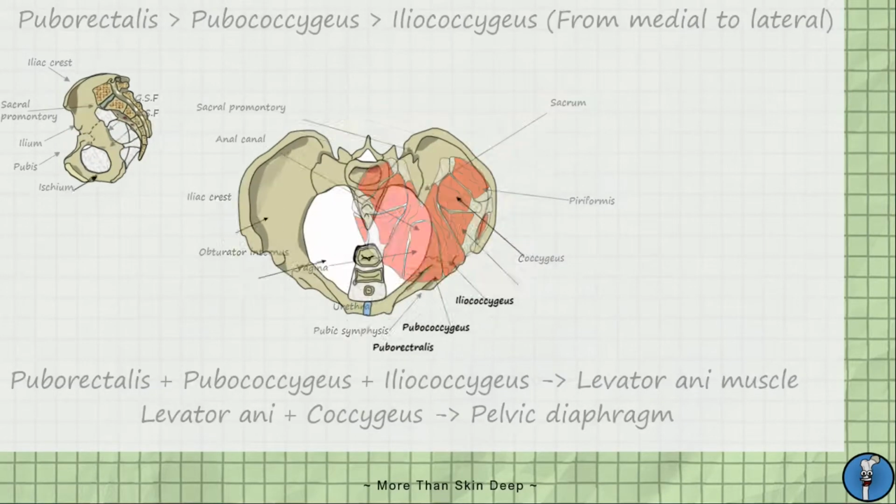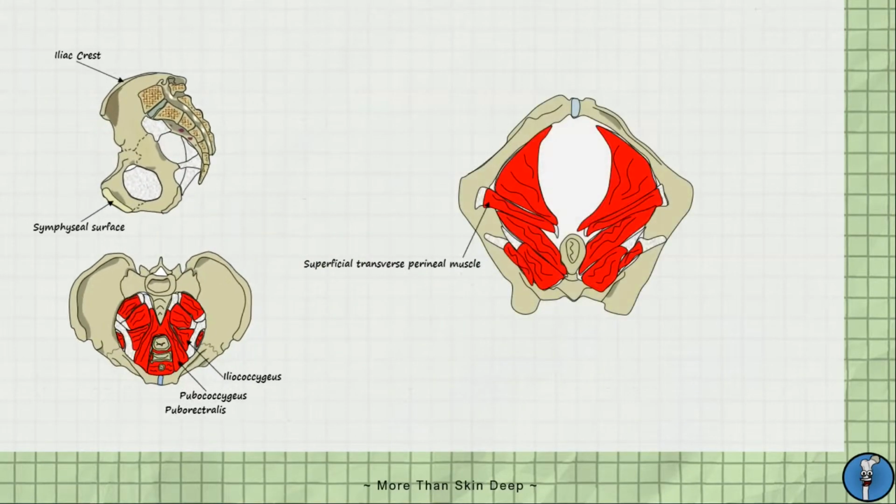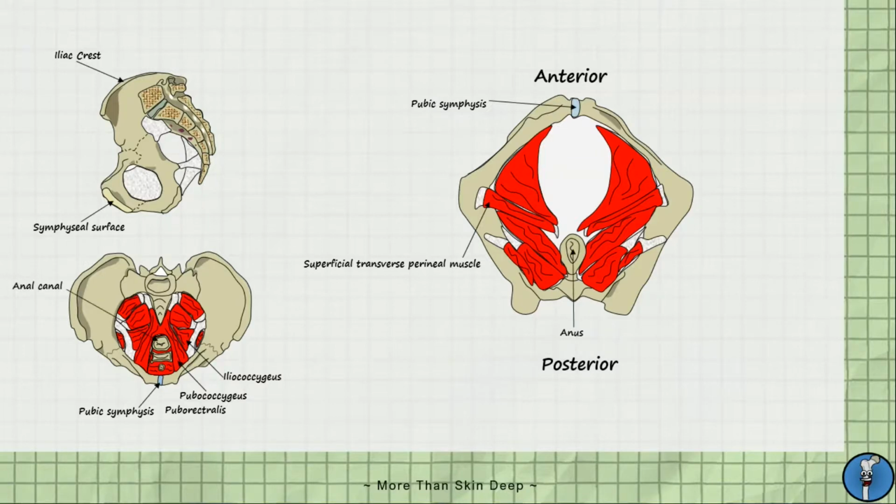Next, we move to an inferior view of the pelvis. The pubic symphysis is moved superiorly from the last image, hence the superior aspect of the image is in the anterior orientation and the inferior aspect the posterior orientation. The most posterior structure piercing the pelvic diaphragm is the anus.